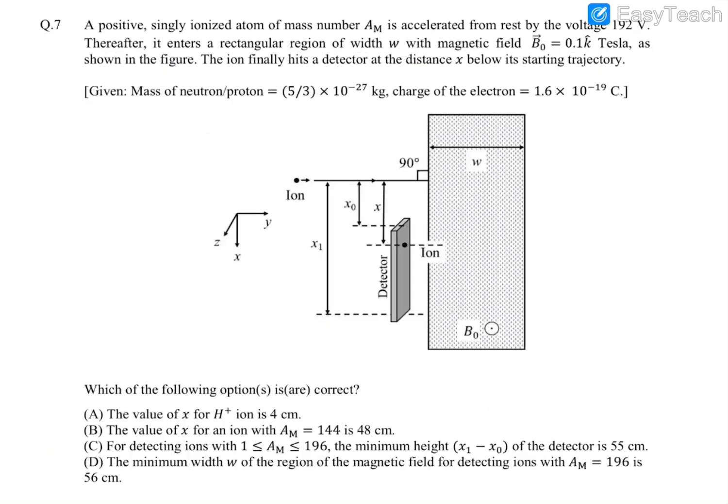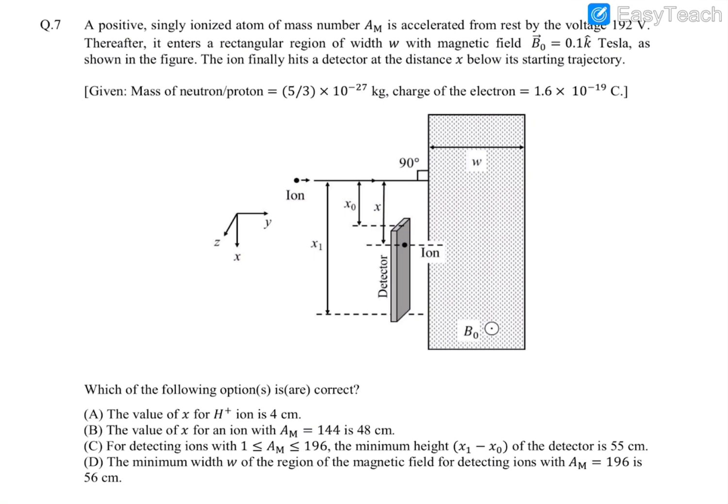In this question, you can see that there is a positive singly ionized atom of mass number A, which is accelerated by a potential of 192 volt, and that atom enters this rectangular region of magnetic field in which magnetic field is coming out of this plane, and width of this region is W. The value of magnetic field is 0.1 Tesla, and this detector is used to detect the particle. So let us solve this question.